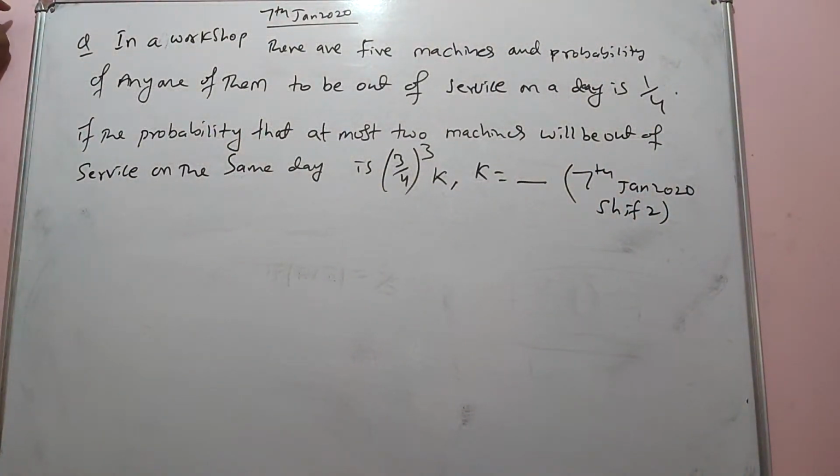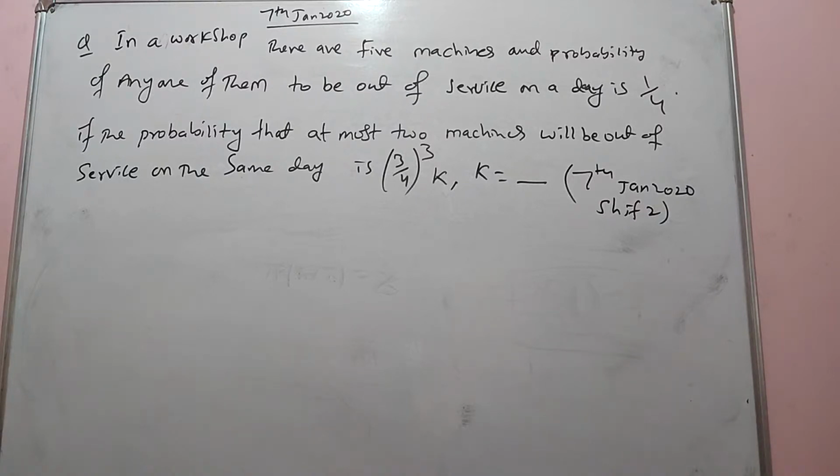What it says is that in a workshop there are 4 machines, and the probability of one of them to be out of service on a day is 1 by 4. If the probability that at most 2 machines will be out of service on the same day is 3 by 4 whole cube into k, then what is the value of k? This is the question they're asking. Okay, so now we will solve this question. Hope you understand what I explained here.